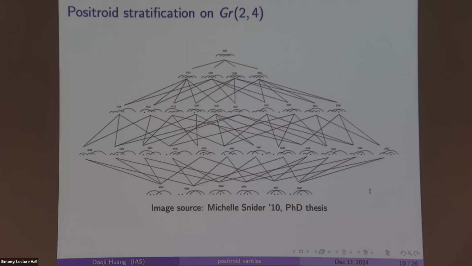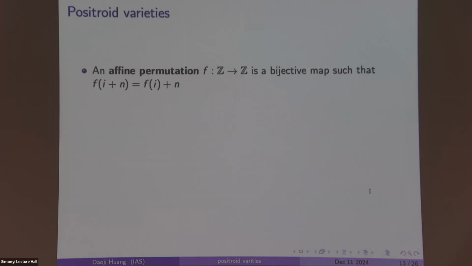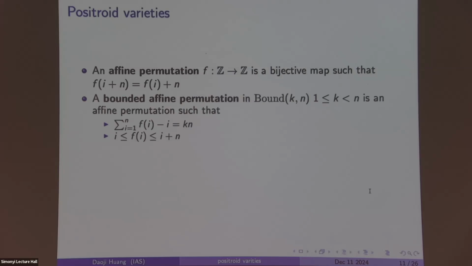And let me just keep going. So let me give you an honest definition of how I can write down a Positroid variety. There are many different ways of writing down an indexing element for a Positroid variety because they're positroids. One of the ways is by these objects called bounded affine permutations. An affine permutation is a periodic permutation of the integers.